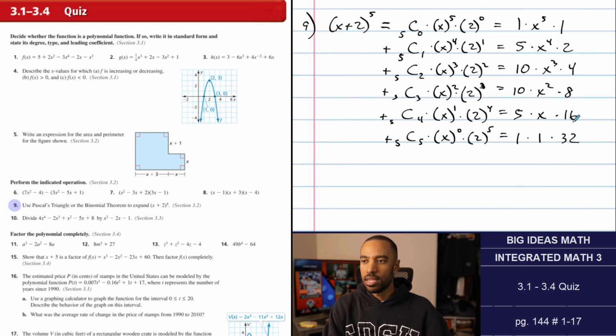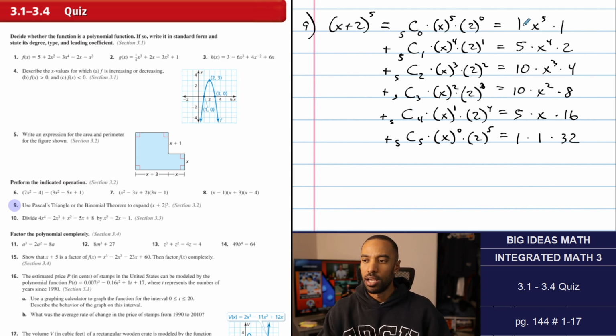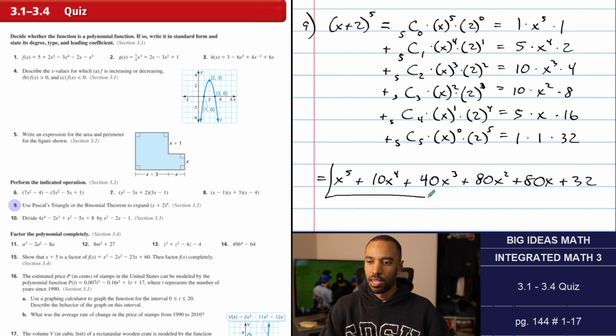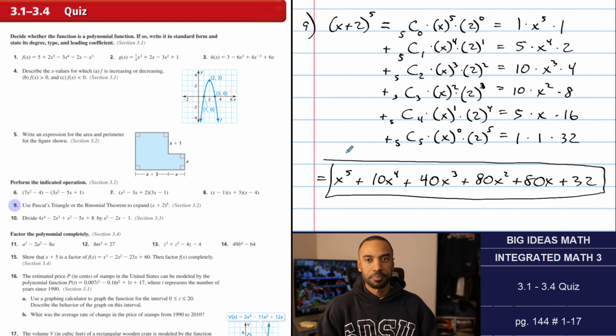Okay, now when we, not combine like terms, but when we rewrite it as a whole binomial expansion, 1 times x to the fifth is just x to the fifth, plus 5 times 2 is 10, so 10x to the fourth, plus we got 40x cubed, plus 80x squared, plus 80x plus 32. And there's your final result. That's using the binomial theorem to work on combinations to get it right.